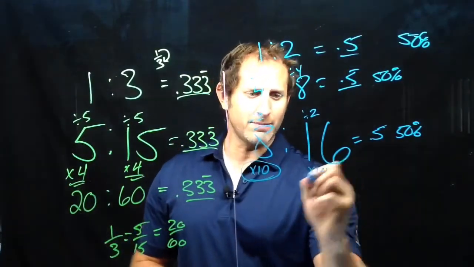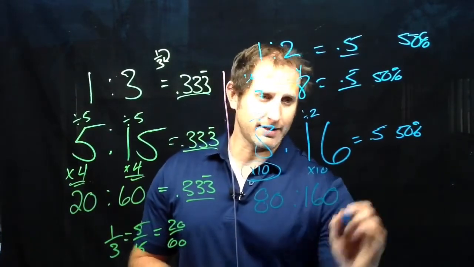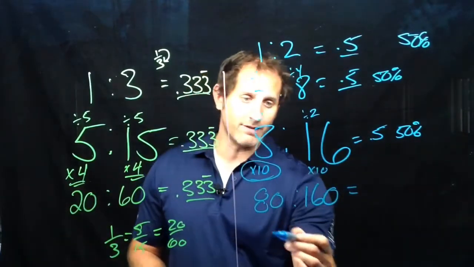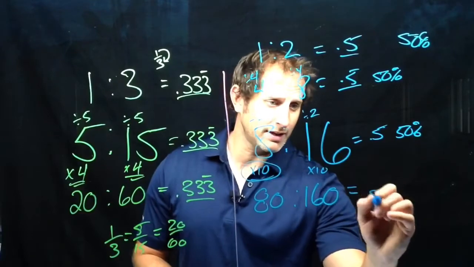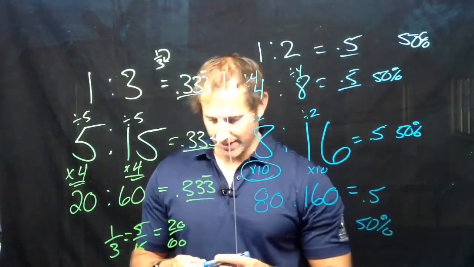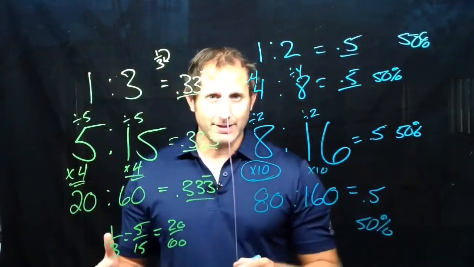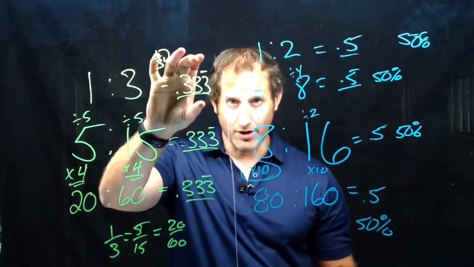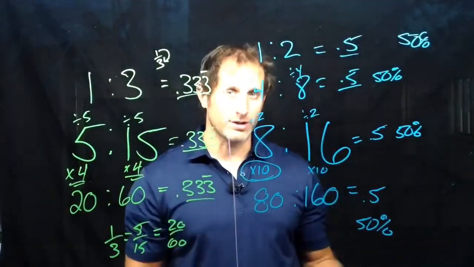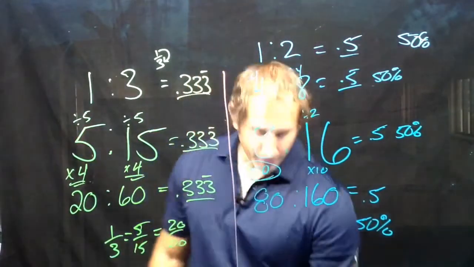So I'm going to multiply this by 10 as well, and I will end up with 80 to 160. And then if I take and check the value of it, 80 divided by 160, that's going to give me decimal 5, which is the same as 50%. So as you can see, it really all depends on this value here to determine whether or not your ratios and or your fractions are equivalent. So that's it for today's lesson on equivalent ratios.